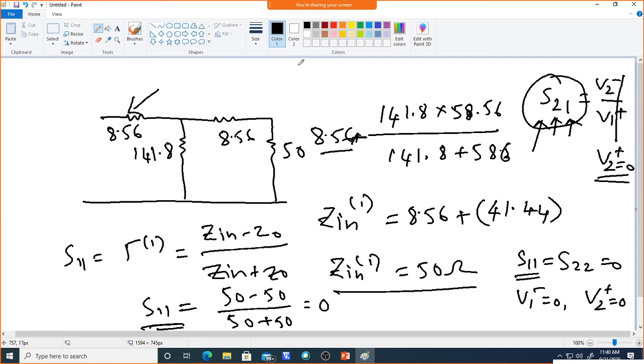Port 2 we can terminate in terms of Z0. If you terminate the port with 50 ohm, that is Z0, then you can describe the network as V2 plus equal to 0, V1 minus equal to 0, and we can define V1 plus in terms of V. We can assume this as V1 and this one as V2. Now we can calculate S21, which is the transmission coefficient.